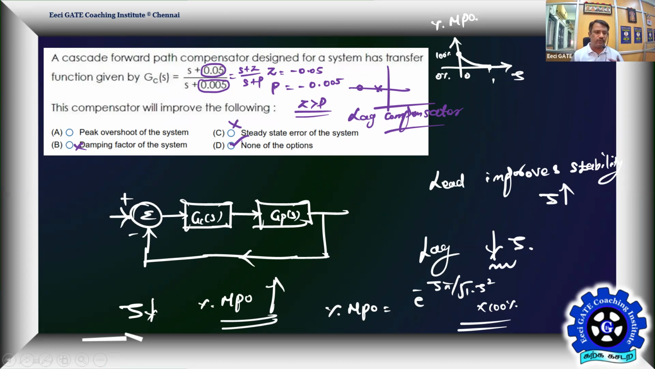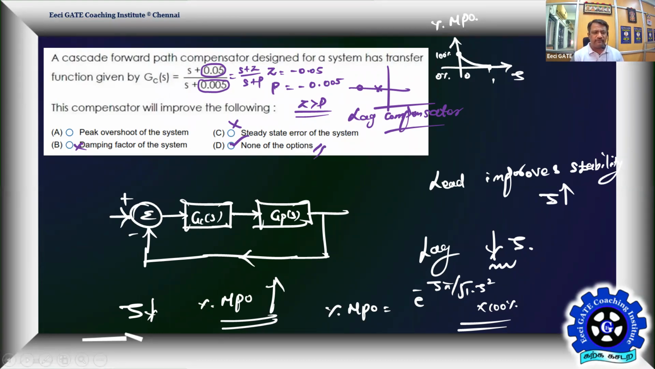He used the word improved, so I'm not going with option A. I'm going with option D. Option D is the best possible answer for this problem. It won't influence steady state error, because only an integrator will do that, and it is not offering any integrator. So it won't influence the steady state error.